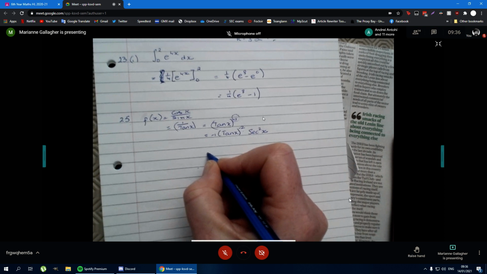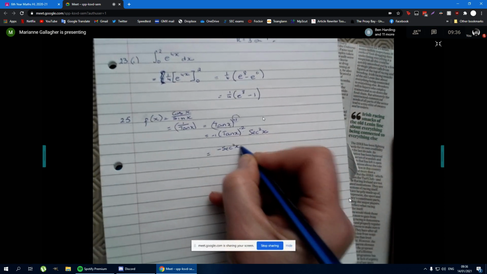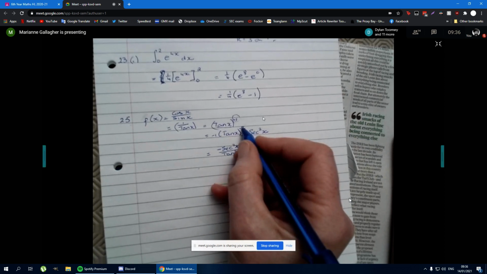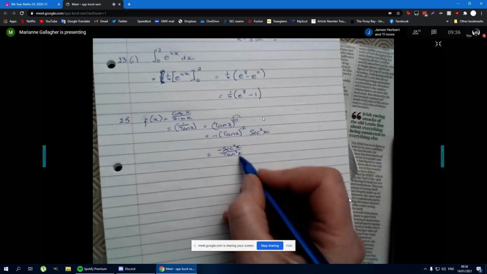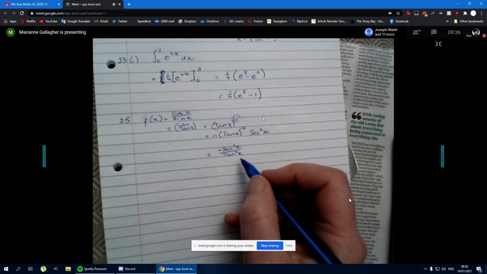Okay, so that's minus sec squared x over tan squared x, because I'm going to bring this below the line, it becomes plus, and then when we're writing it, we just put the 2 after the tan and avoid the brackets, okay?